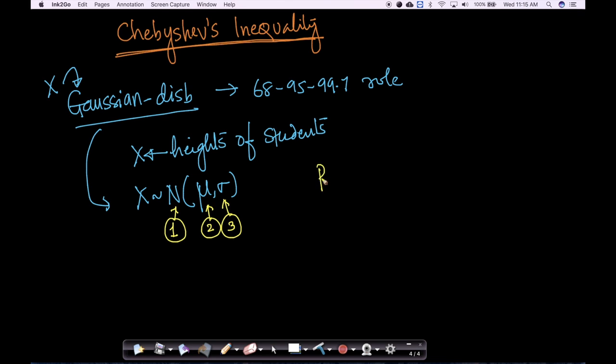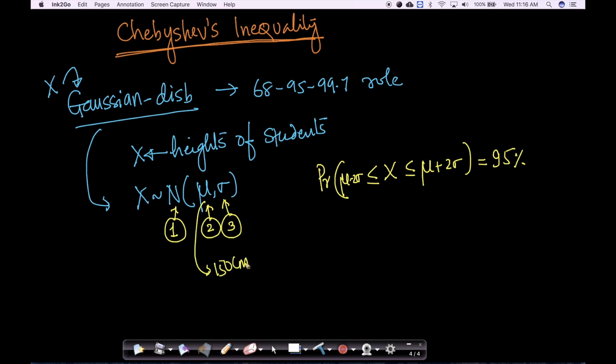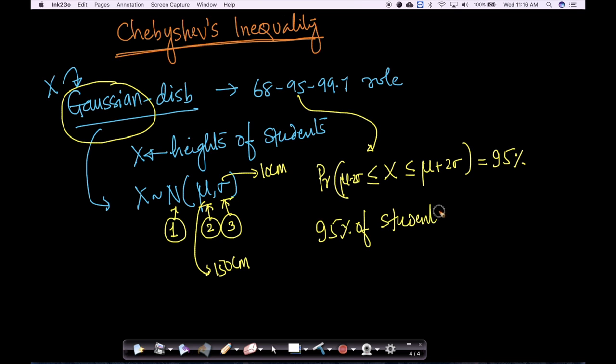I can say that the probability of X lying between mu minus 2 sigma and mu plus 2 sigma is 95%. Let's take our heights. Let's say the mean height is 150 centimeters and the standard deviation is 10 centimeters. Because I know it is Gaussian distributed, and because I know the mu and standard deviation, I can say that 95% of students' heights lie in the interval of mu minus 2 sigma, so 150 minus 2 into 10, which is 130, and 150 plus 2 into 10, which is 170.